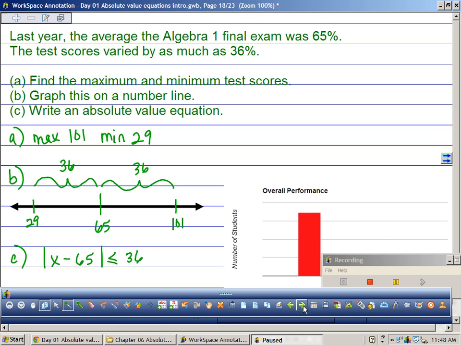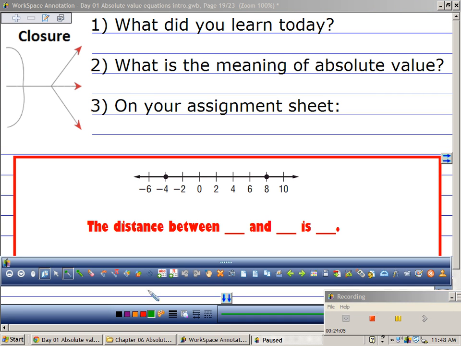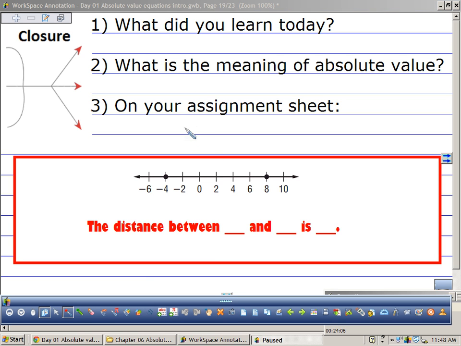Okay. There's our 7-minute bell. What did you learn today? Absolute value. No, freeze. How many times do I have to do it, you guys? Freeze. Yes, I'm going to bring them up from yesterday. I'm not going to talk until you guys stop moving.